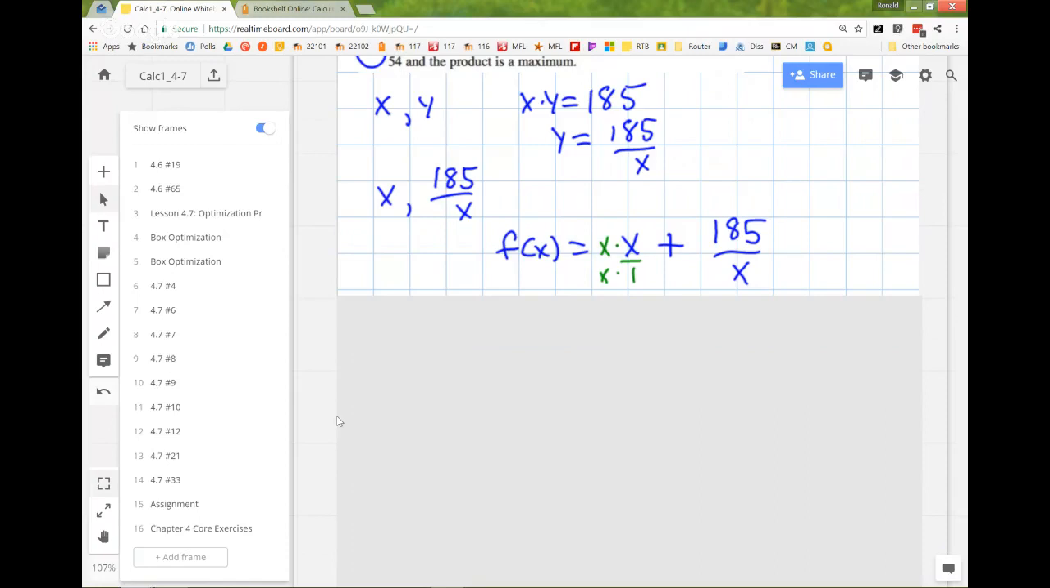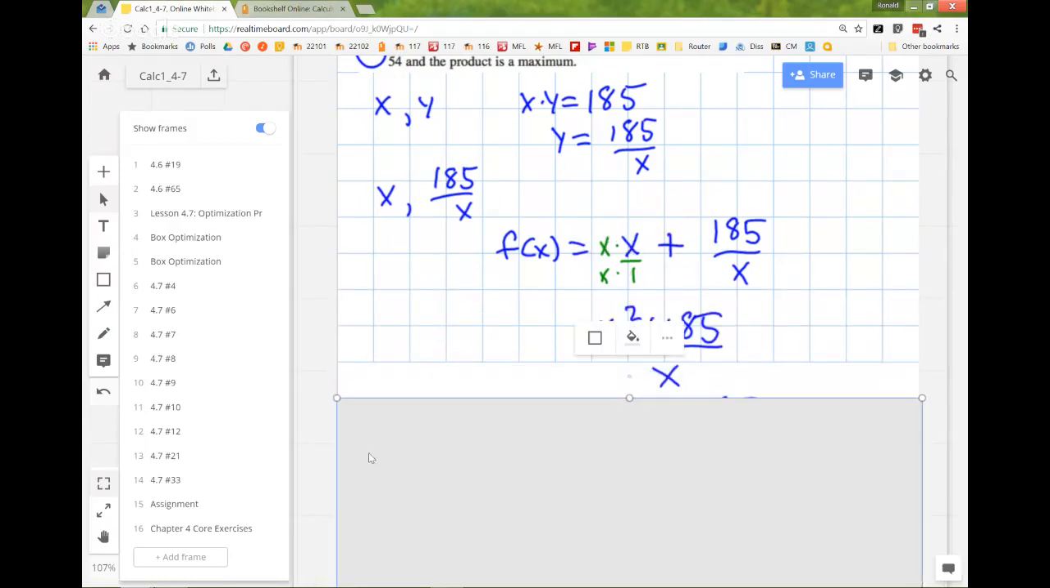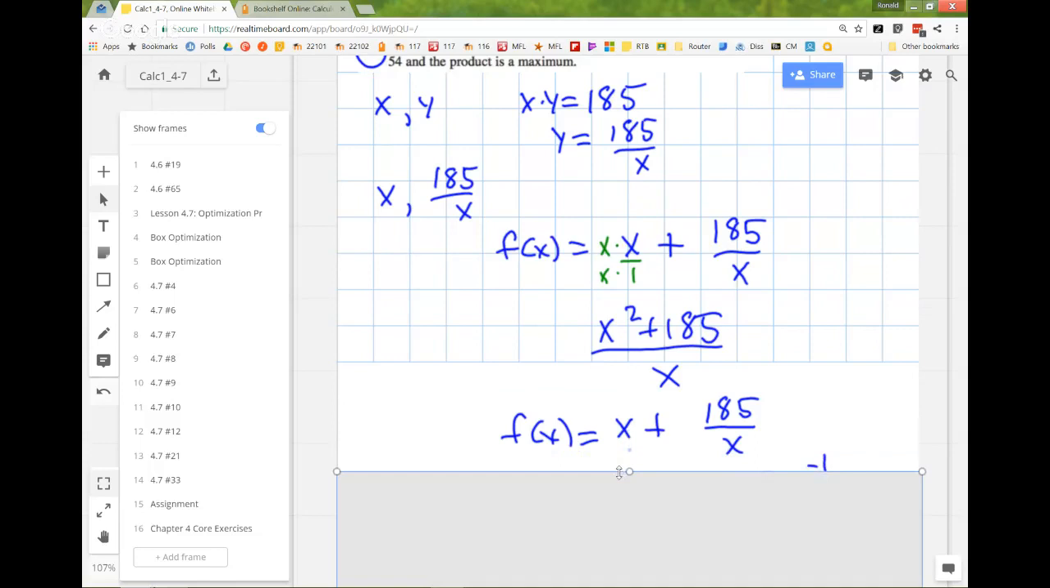And in green, you can see I was starting to get ready for getting a common denominator so that we could get that expression together. I could achieve that by multiplying that first fraction by x over x. That gives us a common denominator, and we can bring it together as x squared plus 185, all over x. I guess I decided to leave it unsimplified. So x plus 185 over x.